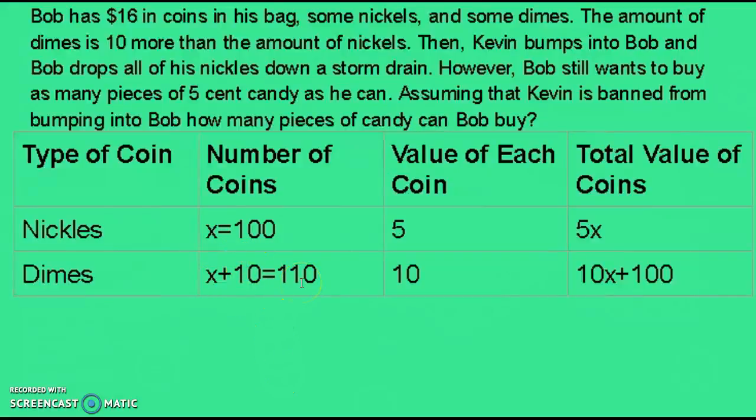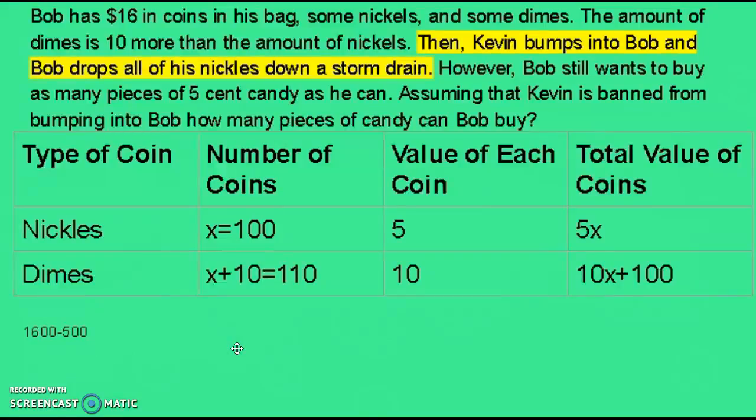So now we're going to check and make sure we're right, and it's very simple. We're going to do the exact same thing, multiply value of each coin by number of coins. So we've got 100 times 5, and we're going to add it to 110 times 10, and we should get 1,600. So we're going to just solve this equation. 500 plus 1,100 equals 1,600. We get 1,600 equals 1,600, so we are right. Yay! Now the next part of the problem.